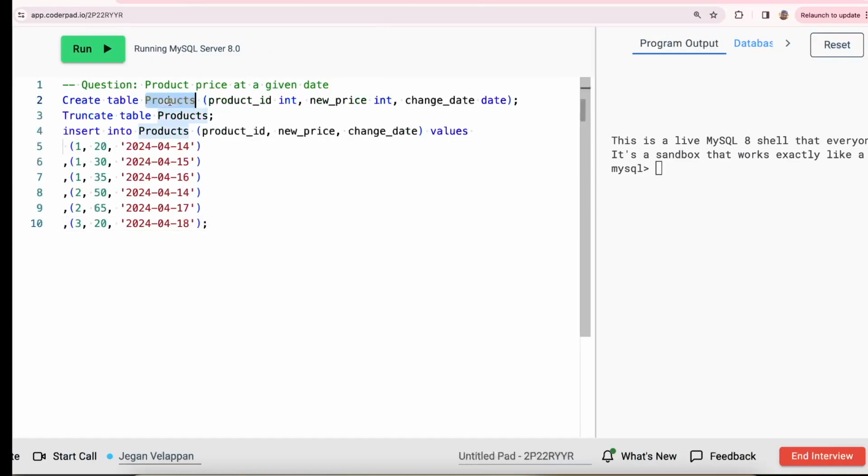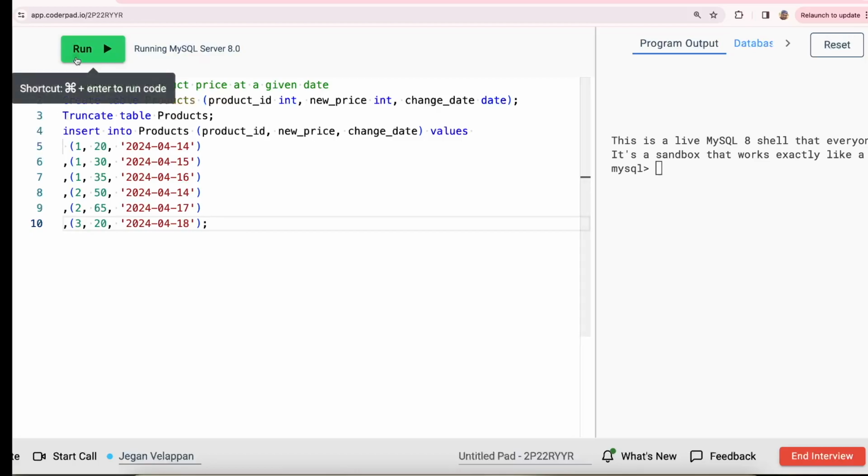So using this products table, we are going to see the 34th video of the series, and we are going to continue with the advanced select and joins topic. Okay. Now, this products table has a product ID, the new price, and the change date. That means for every product, they have a price and a date they changed the price. What they're asking us to do is find the price of all the products at a specific time or date they give.